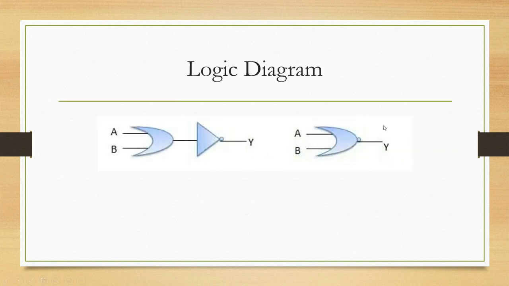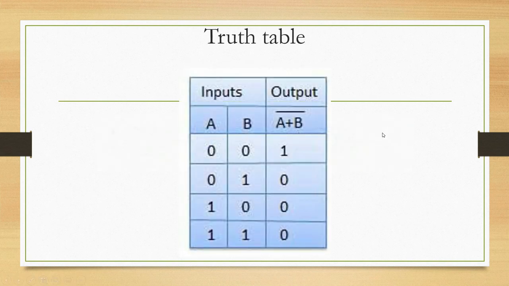Logical diagram for the NOR gate. Truth table. As we have said earlier, if two inputs are 0 then the output will be the complement of the OR gate, so the output will be high, and if both inputs are high then the output will be low.